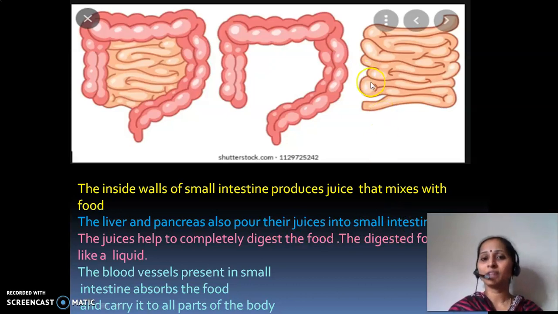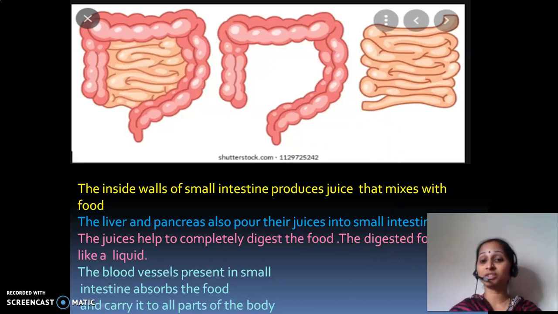We have liver and pancreas on either side of the small intestine. I'll show you the images of them also. Okay. So the liver and pancreas pour their juices into the small intestine and then all mix up with the food. The juices help to completely digest the food. What is the role of all these juices? All these juices help to completely digest the food we have consumed.